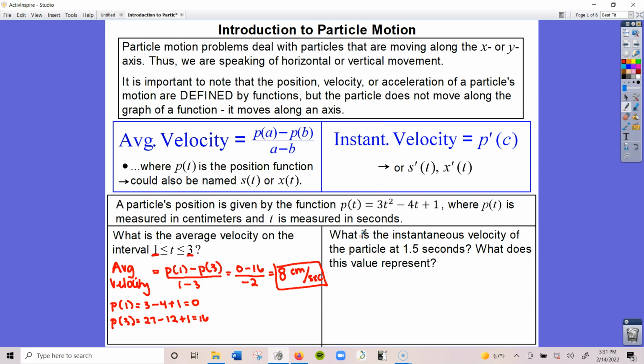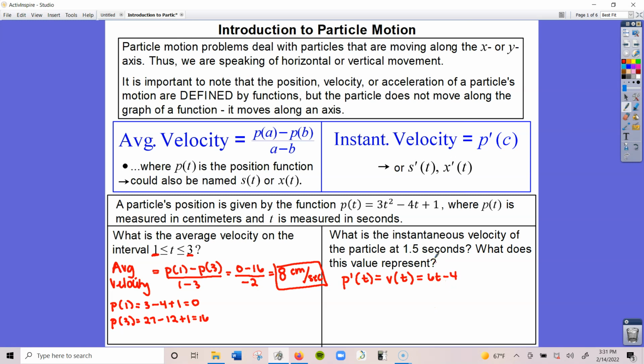Now, for the next question, what is the instantaneous velocity of the particle at 1.5 seconds, and what does this value represent? So let's start with finding the derivative of position, which is the equation for velocity. So I like to always write this down so I know what it is exactly that I'm looking at. The derivative here would be 6t minus 4.